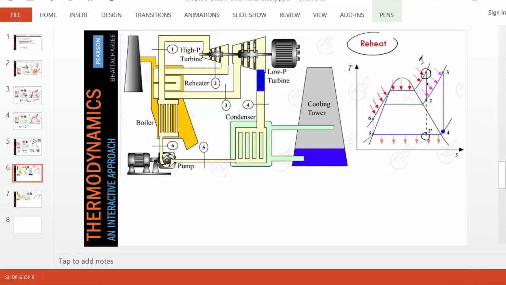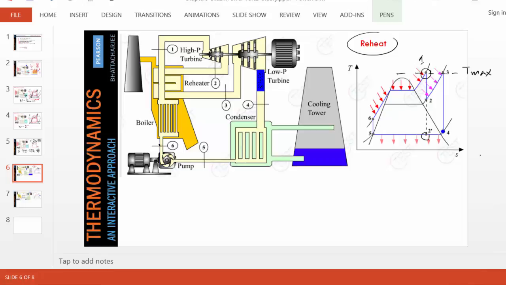After the first stage of expansion, 1 to 2, the steam is rerouted through the boiler so that the steam gets heated up. Again, when things get heated up, pressure doesn't change from 2 to 3, where the reheat takes place. Pressure remains constant, so this is a different constant pressure line. And we'll assume, in general, the maximum temperature is not affected. It's the same maximum temperature the steam reaches. From 3, the steam expands isentropically to state 4, and everything else is like before.